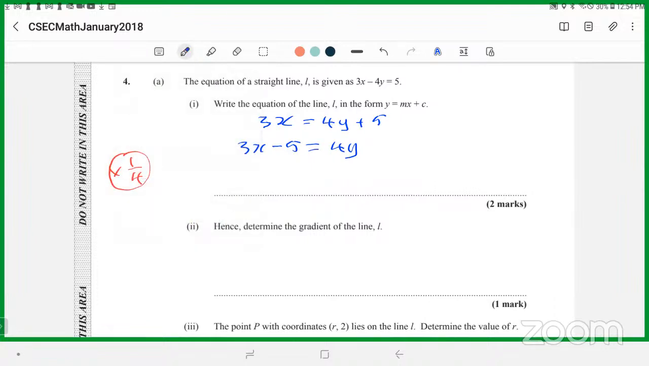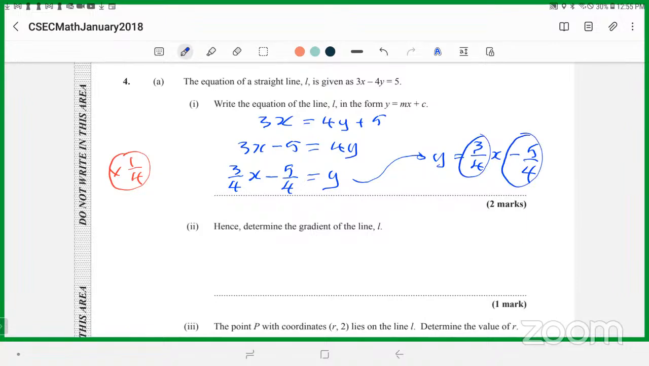So what would happen is that this becomes 3/4x minus 5/4 equals just y. If I switch it around, it's the same as saying y equals 3/4x minus 5/4. So this is my m and this is my c. Simple as that. Now they want us to, hence, meaning use the result from up here, determine the gradient of L. So that gradient is equal to 3/4.